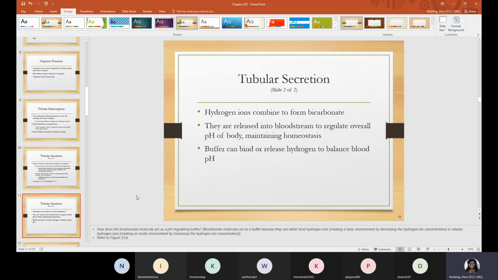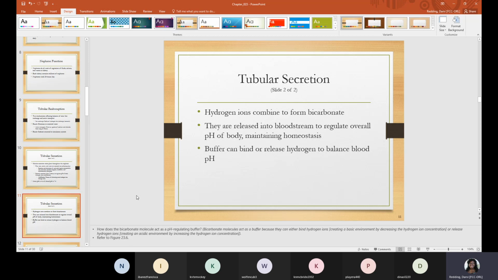Continuing, the hydrogen ions combine to form bicarbonate, and they are also released into the bloodstream to regulate the overall pH of the body, which again, when the pH is maintained in the body, causes homeostasis. That's basically creating a balance inside of our bodies. Now, there is a buffer that can bind or release hydrogen to balance the blood pH.